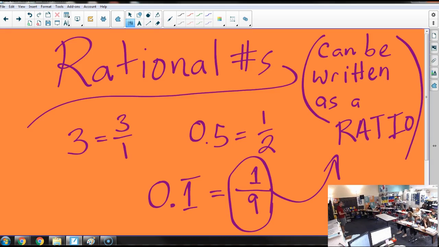Now, here's the trick, though. You can't really add the decimal form. It's really tough to work with repeating decimals because it never stops. But we can work with fractions. This is where fractions are better. I'm not saying always, but this is where fraction form is better. Do we have any questions on what makes a rational number?